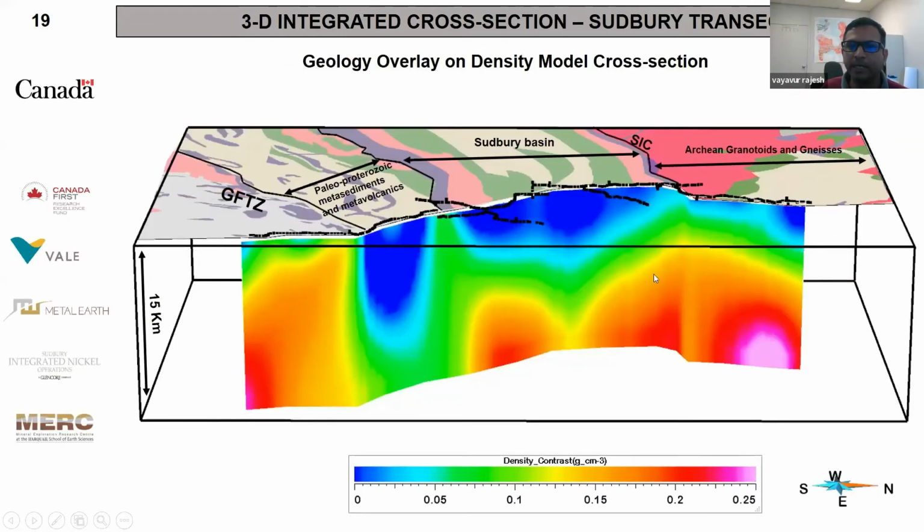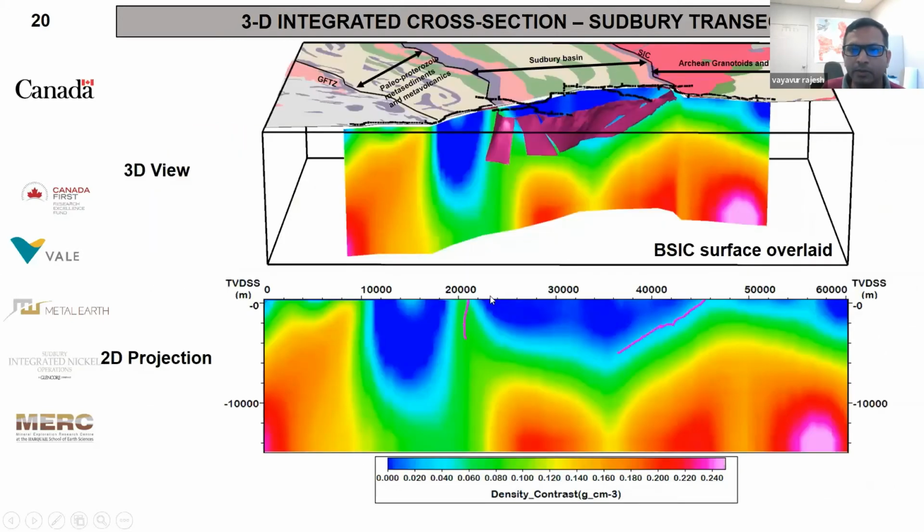Basically, this is a smooth inversion. We all know that gravity and magnetic smooth inversions have a non-uniqueness problem. For a single data set, you can generate multiple models. So how do you validate this model? We will corroborate with other geophysical evidence.